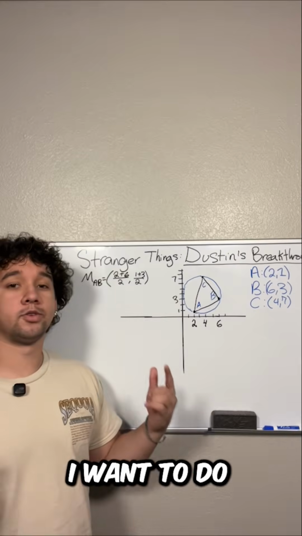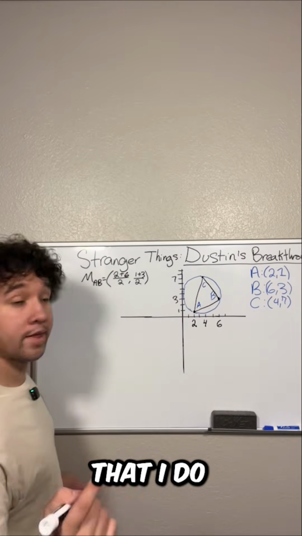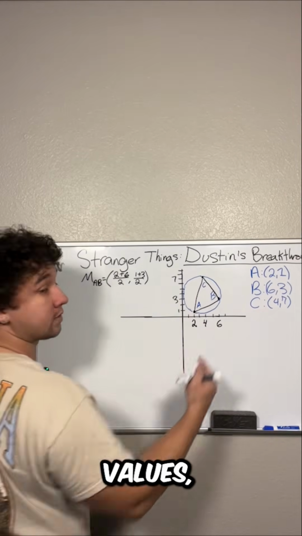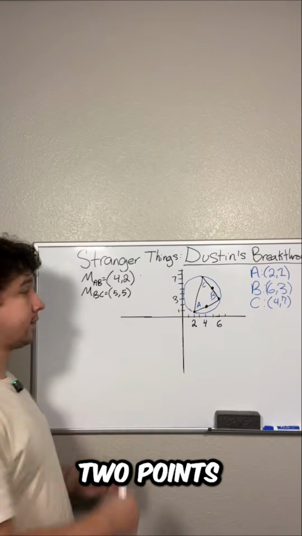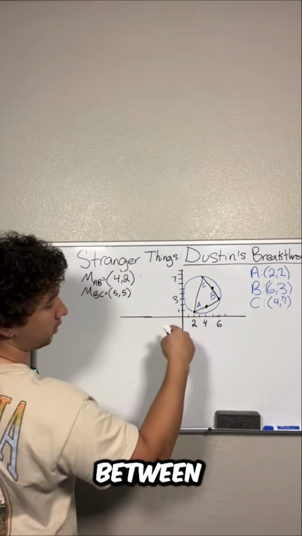So the first step that I'm going to do is I'm going to find the midpoint of all the sides. The way that I do that is I add up all the x values and then I divide them by 2, essentially finding the average. You should get at least 2 points that look like this, directly in between both of the segments.